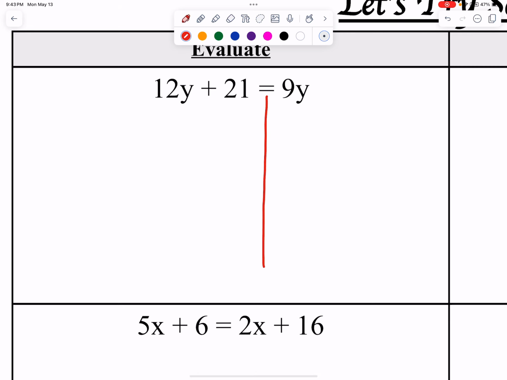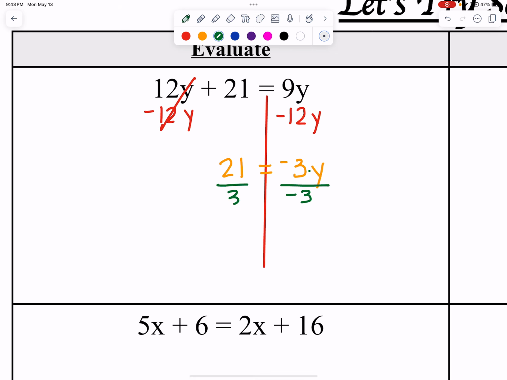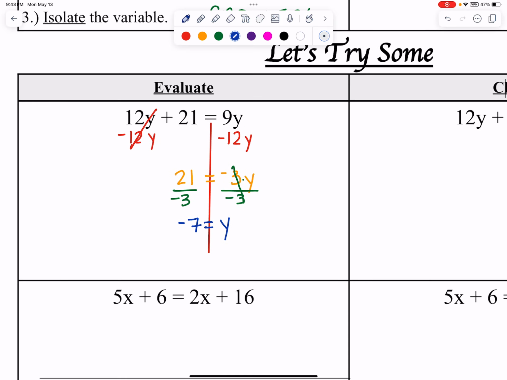We're going to separate our workspace here. Remember, we need to get all the variables on one side, so I'm going to subtract 12y from both sides so that I can start getting those variables over there. Make sure we cross that out. We're going to make a new layer here. We have 21 equals, different sign, subtract, negative 3y. Now we can get rid of this times negative 3 by dividing both sides by negative 3. This creates one whole there, and so we're left with just y on this side equals 21 divided by negative 3, which is negative 7. So there's our answer.